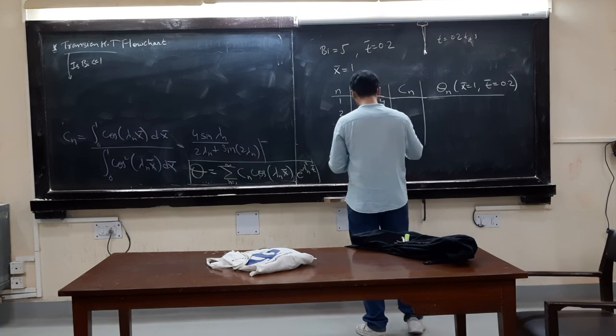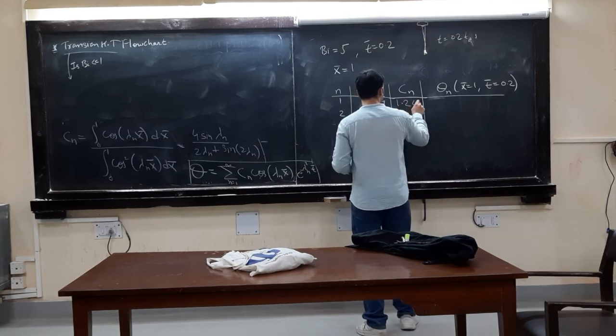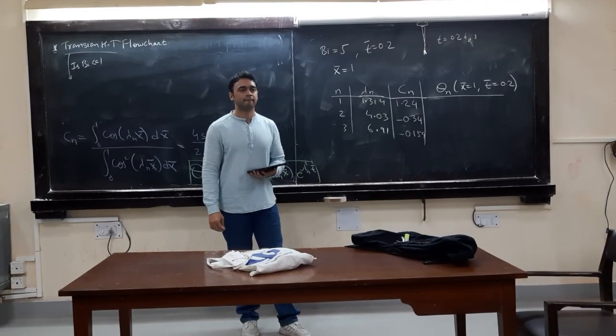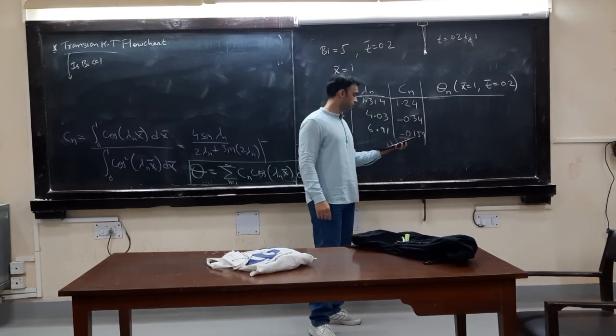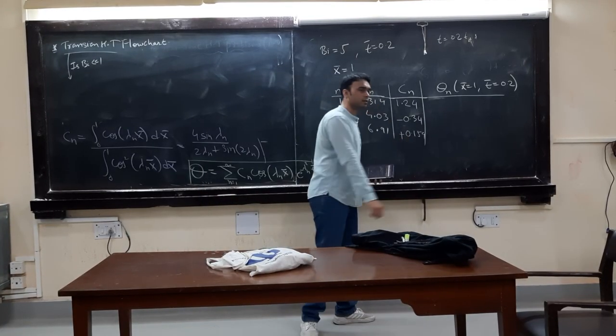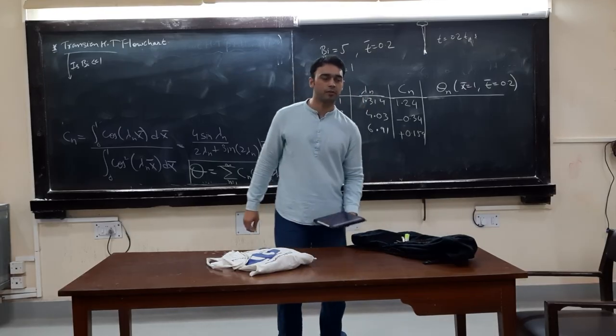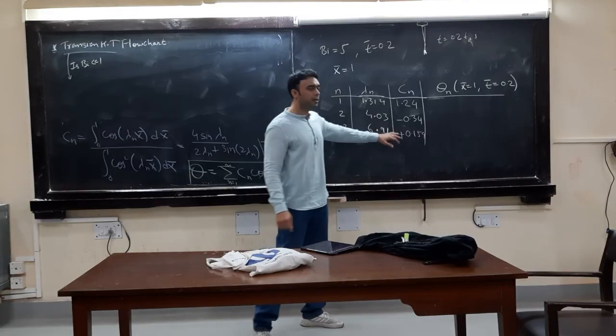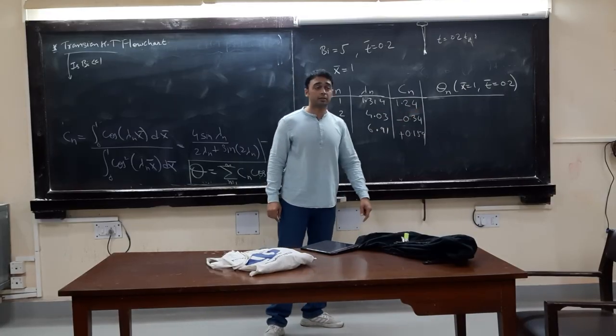So Cn is 1.24, minus 0.34, 0.159. It has not decreased that much, Cn. Decreased? Oh, this is plus, right. You'll see that the Cn are of alternating signs. The next one will be negative. Find lambda n. That's what matters.